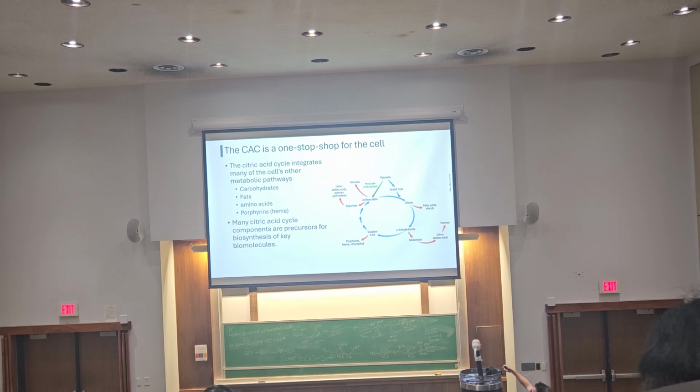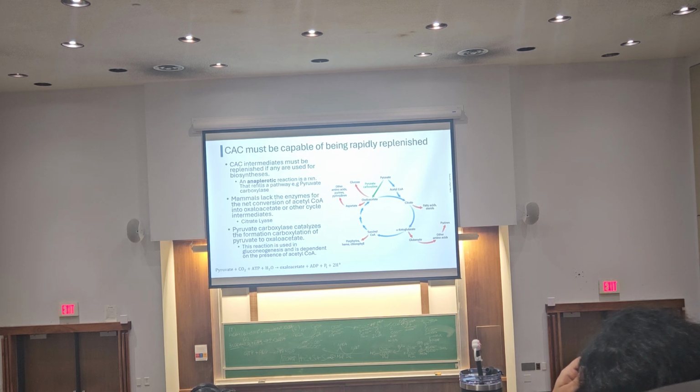Oxaloacetate can be used to form aspartate. It's just an alpha amino acid version of the alpha ketoacid oxaloacetate. Alpha ketoglutarate is critically important in amino acid metabolism, right? So it serves as an amino group acceptor, which is the first step really in metabolizing these amino acids. So many citric acid cycle components are precursors for biosynthesis of key molecules. Again, specifically alpha ketoglutarate, oxaloacetate, citrate, and succinyl-CoA. All right, anaplerotic reactions. We talked about this.